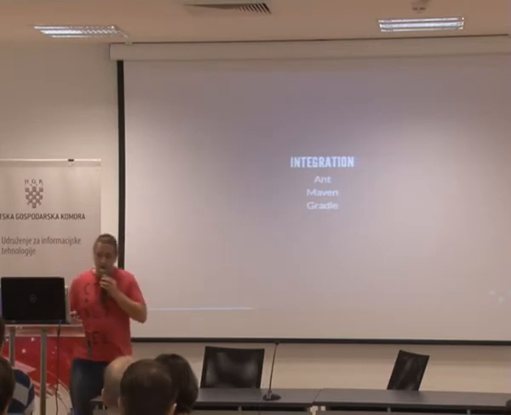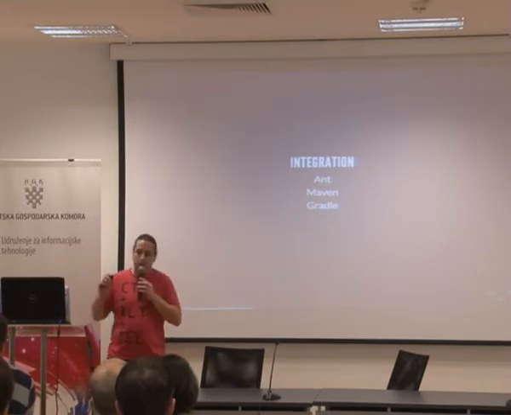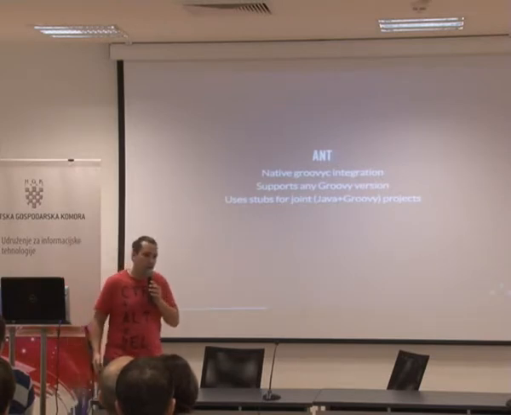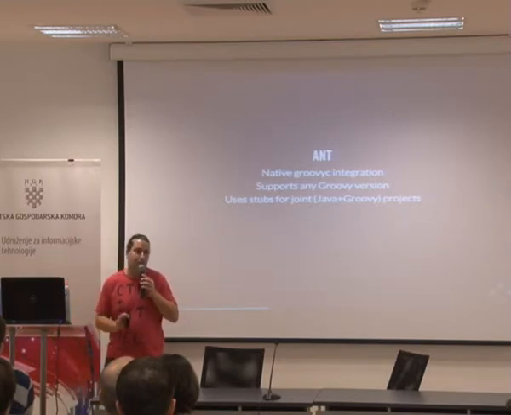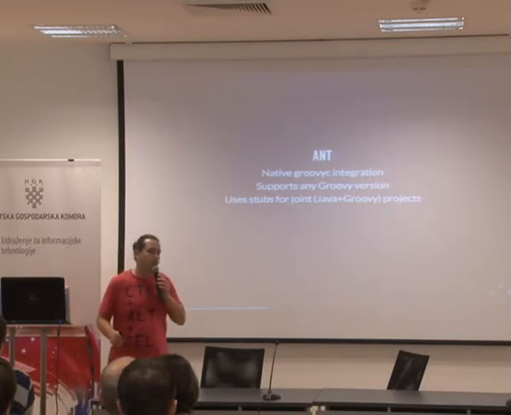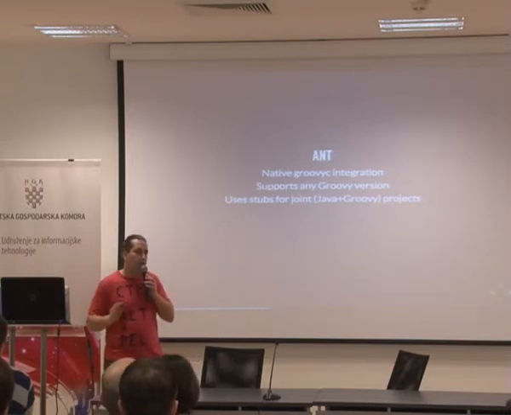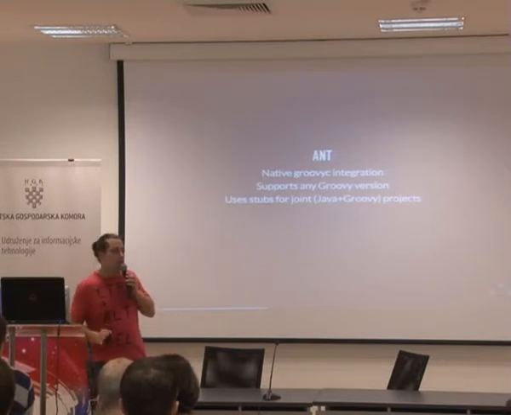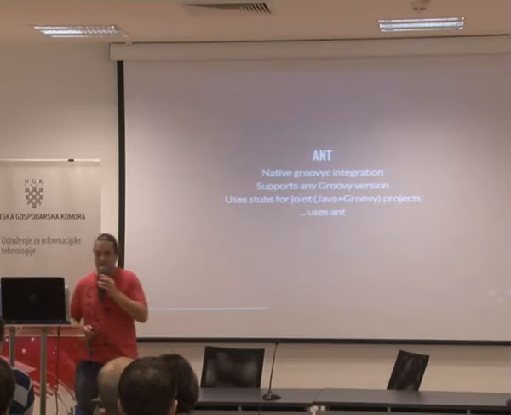I'm going to talk a little bit about integration here with existing Java tools. Mainly, I'm going to focus on Ant, Maven, and Gradle. For Ant, there is a native Groovy compiler, which integrates well into Ant scripting. It supports any Groovy version. This is not true for each of the integrations. It uses stubs for joint compiling between Java and Groovy. That can lead to some compatibility issues if you have a lot of intermixing calls between Java and Groovy. But usually, I haven't found problems with that one. But it still uses Ant. I don't like Ant anymore.